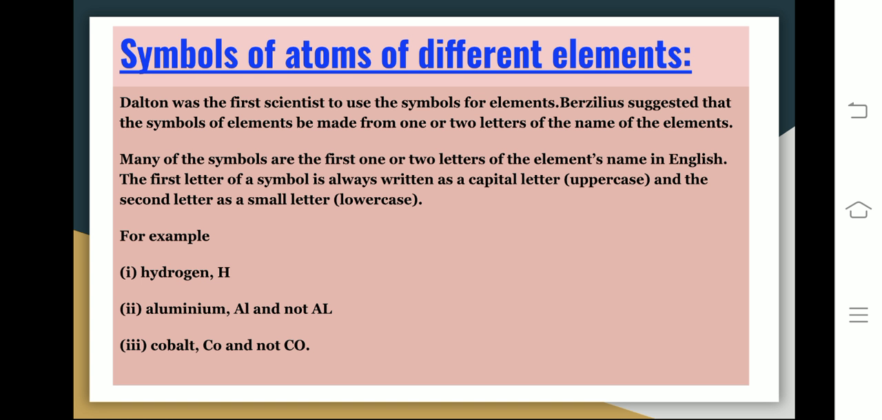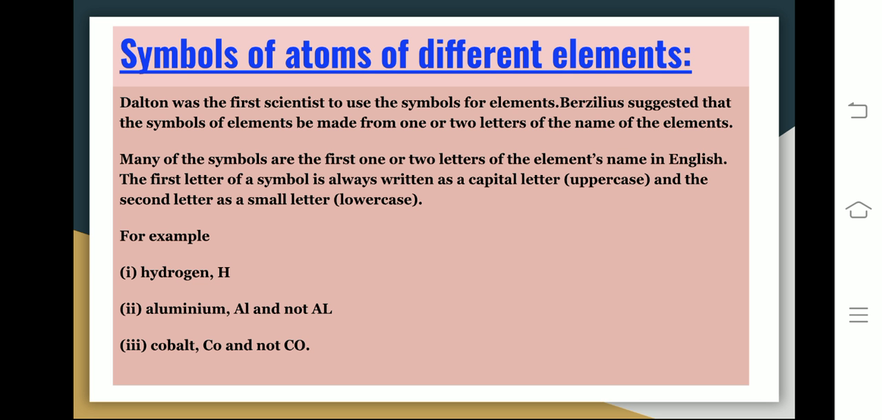Symbols of atoms of different elements. Dalton was the first scientist to use symbols for elements. After Dalton, Berzelius suggested that the symbols of elements be made from 1 or 2 letters of the name of the elements. In the beginning, the names of elements were derived from the name of the place where they were found for the first time. For example, the name copper was taken from Cyprus. Some names were taken from specific colors. For example, gold was taken from the English word meaning yellow.